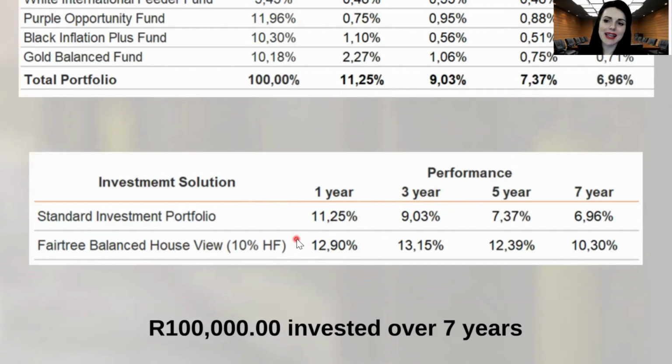How did this stack up against our solution at Fairtree? Here you will see the 6.9% and Fairtree returning a phenomenal 10.3% over the same 7 years. So this is a significant outperformance, even if it doesn't look like that in terms of percentages.